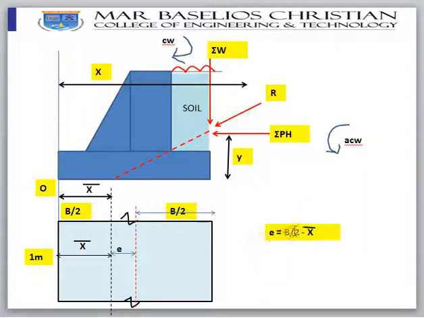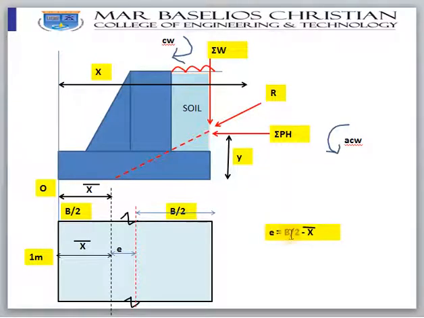Okay, we'll be finding out how to find eccentricity. We will use the very basics of this figure, because from this figure you can understand that eccentricity e is equal to B by 2 minus X bar. If you know X bar, then you can find the eccentricity. See the figure, B by 2 minus X bar will give you the eccentricity.